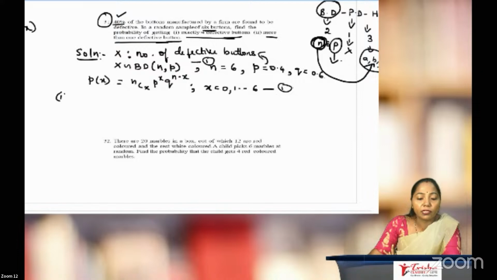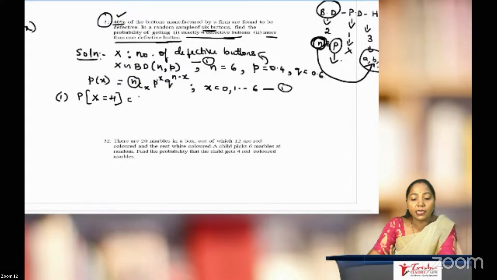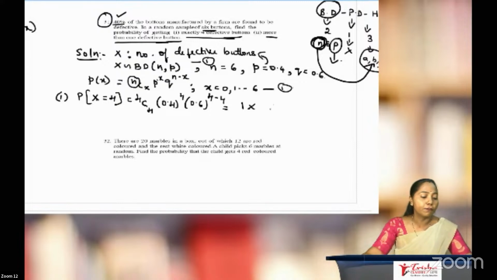Now let us find the probabilities. Exactly 4 defective buttons. Our X is the number of defective buttons. N is given to us, P and Q are also given, and X we have to substitute. So it is exactly 4 defective buttons, X is equal to 4, right? Substitute 6C4, P is 0.4 to the power 4, Q is 0.6 to the power n minus x, that is 6 minus 4. What is the value of 0.4 to the power 4?